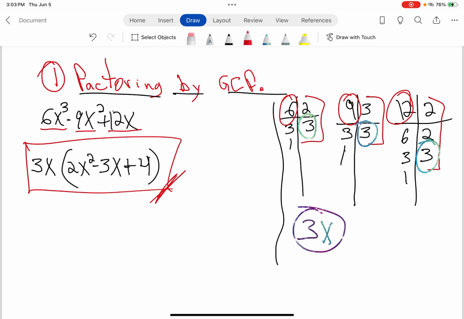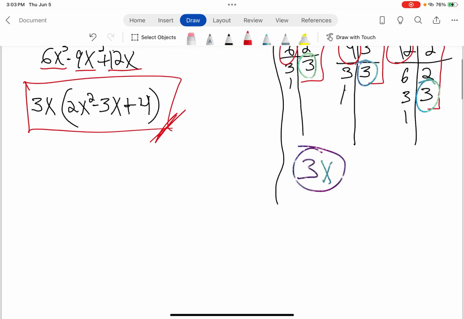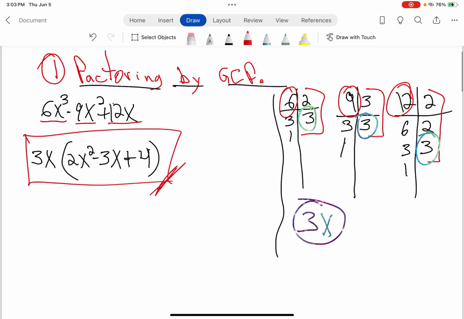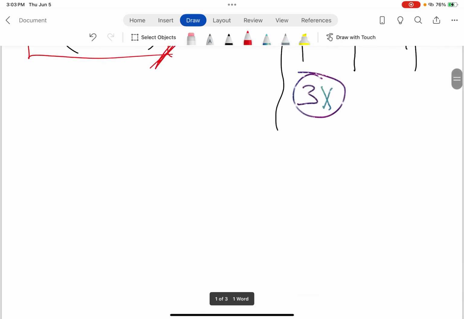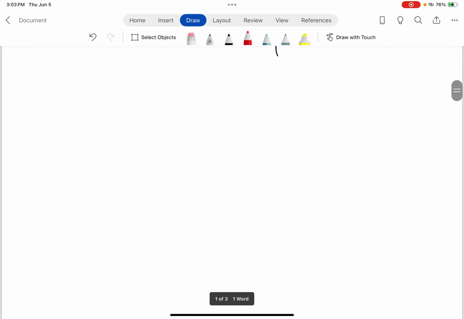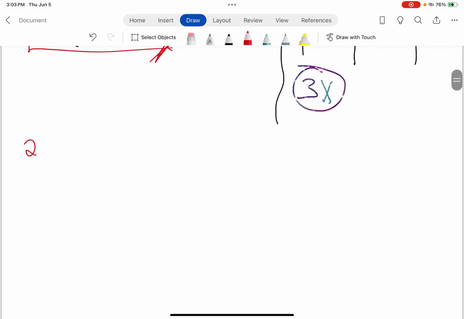Let me continue with the next one. The next one will be factoring by grouping. Let me call it number 2, factoring by grouping.